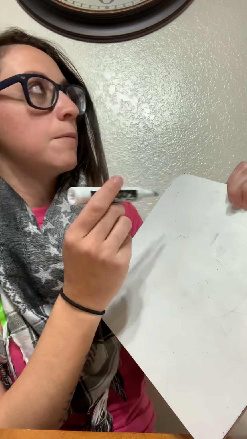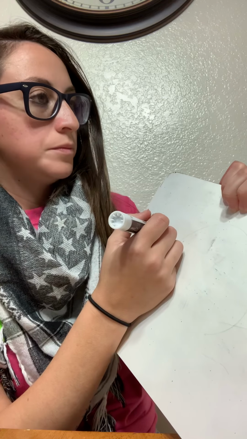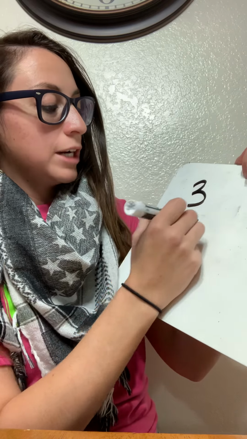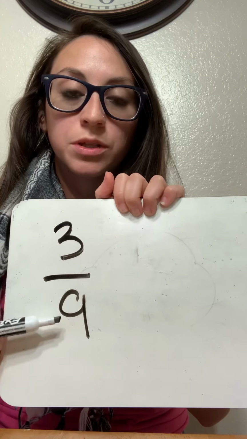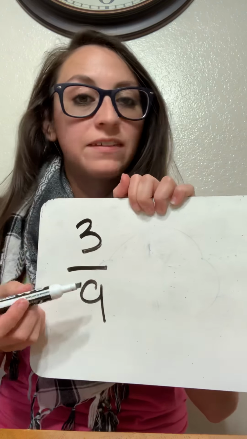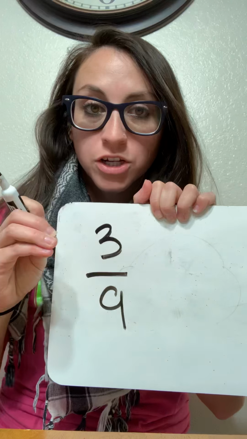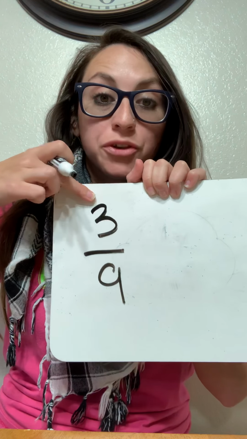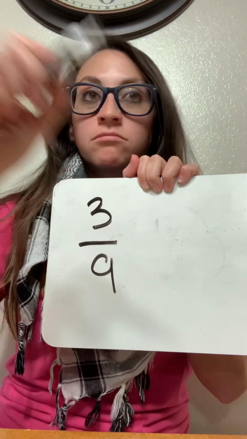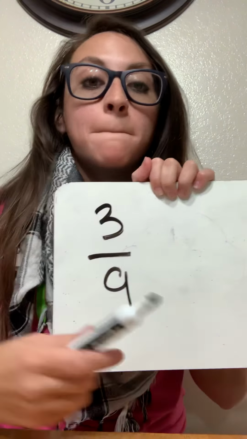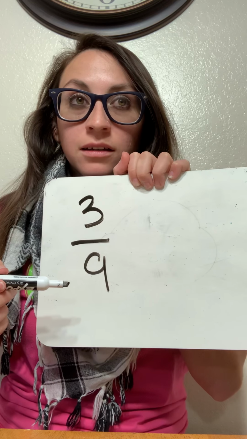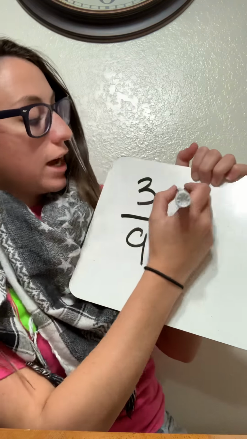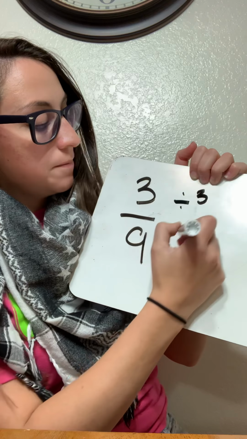Let's use a different number. Let's do 3/9. Now what can we do to the top that we can do to the bottom? Because we need to simplify this. This is not in the smallest term of fractions. So what can we divide both the 3 and the 9 by? Ethan, what can we divide both numbers by to simplify? 3, very good. So we'll divide by 3.